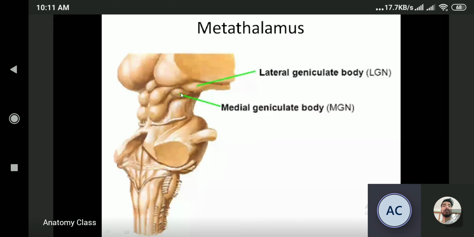So what is the function of the lateral and medial geniculate body? The lateral geniculate body is associated with the visual pathway. The medial geniculate body is associated with the auditory pathway. Very good. Lateral, L for light, remember like that. Lateral is for the light reflex or visual pathway, and the medial geniculate body is for the auditory pathway.